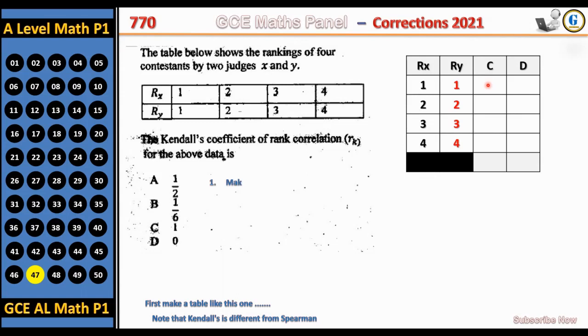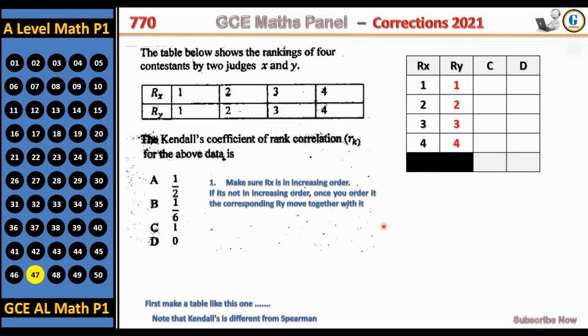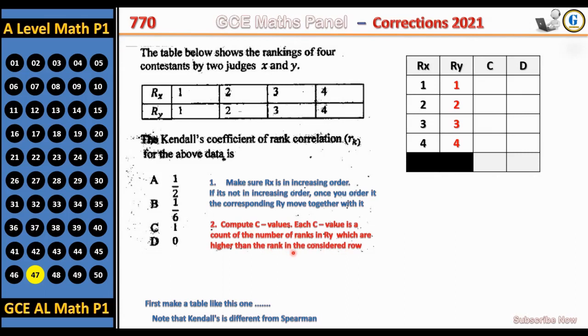So here, now we make Rx in increasing order. If it's not in increasing order, once you order it, then note that Ry also varies. The second thing to do is to compute the C values. The C value is a count of the number of ranks in Ry which are higher than the rank in the considered row. So if I consider this row, this is where Ry is. I count all the values along this column that are higher than this one.